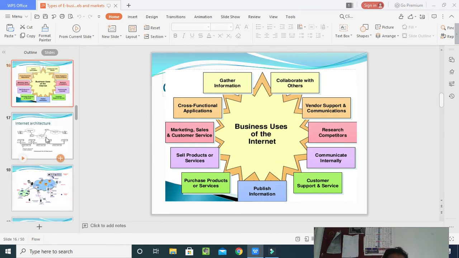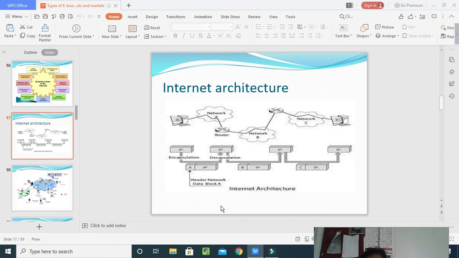Now, here is one more picture, the internet architecture. How is the internet architecture taking place? See, here is one system. We have the network in the cloud, and it comes to the router, and again a network. This is the architecture we have. It is connecting n number of customers with n number of routers and networks.